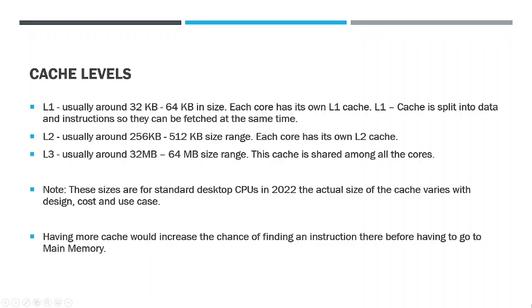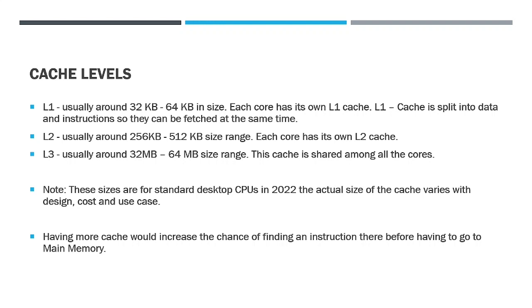Okay, so cache has different levels. Level 1, 2, 3. There are sometimes more, but let's just talk about these. So level 1, which is usually quite small, 32 to 64 kilobytes. And each core inside the CPU, so if you've got a 4-core CPU, quad core, each one will have its own level 1 cache. And it's important to note that it's split into data and instructions, so they can be fetched at the same time in parallel.